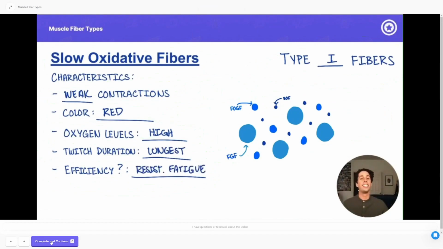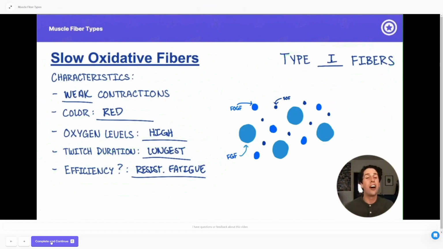Alrighty, so let's go ahead and just recap this real fast. For slow oxidative fibers, they're going to have weak contractions, and as you remember, that is because they have that very small diameter. They're going to appear red in color because they have those blood capillary systems. They're going to have a lot of myoglobin. They're also going to have a lot of mitochondria, which leads to this red color. Oxygen levels are going to be high because it undergoes aerobic respiration. It's going to have a long twitch duration, and it's also going to resist fatigue fairly well. And as a reminder, these are the type 1 fibers or the slow oxidative fibers.